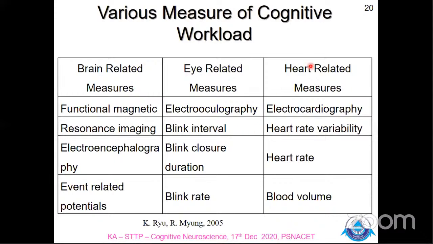That is nice. Next, they can use heart-related measures also. They can use the ECG and heart rate variability, heart rate and blood volume. These are the related things. So your subjective workload can be quantified using brain signals, eye-related measurement or heart-related measurement.